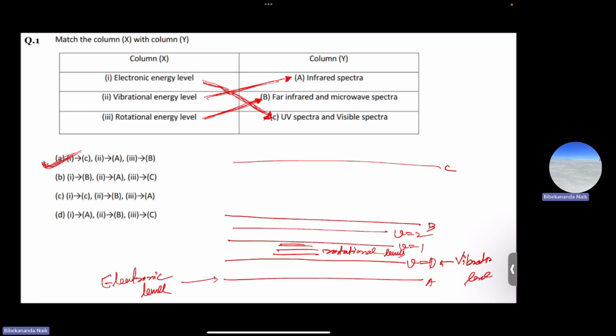If you talk about rotational spectra, each vibrational energy level consists of a number of rotational energy levels, and the order of energy for a rotational transition is 10 to the minus 3 electron volt, which lies at lower energy in comparison to the visible and ultraviolet, that is, the far infrared and microwave region. So the correct option will be option A. I hope this is clear to everyone. Now we will move to question number 2.